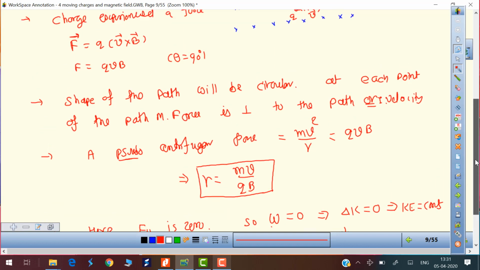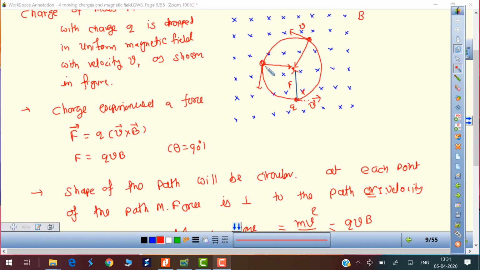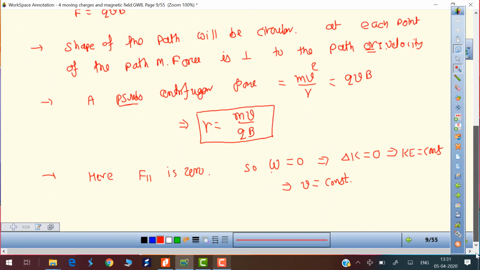So whenever any charge is dropped in a uniform magnetic field with velocity v perpendicularly, the magnitude of velocity won't be changed and it remains in a circular path with radius r. Work done is 0.